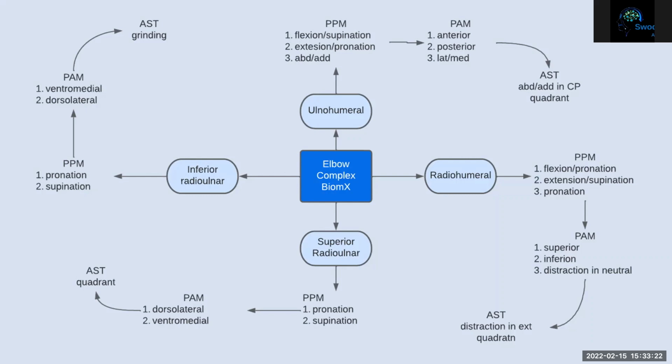The superior radioulnar joint, we can do a PPM, which will be pronation and supination. The PAM will be dorsolateral. This is a superior joint now. Dorsolateral for pronation, ventromedial for supination, and the articular stability test will be quadrant testing. For the inferior radioulnar joint, it's pronation, supination again, obviously. Your PAM now will be ventromedial for pronation, dorsolateral for supination, and for the AST, you're going to be grinding these two joints together, looking for it to be clunking and clicking and grating.